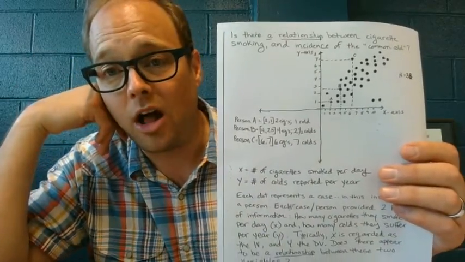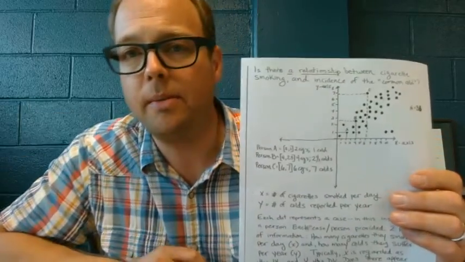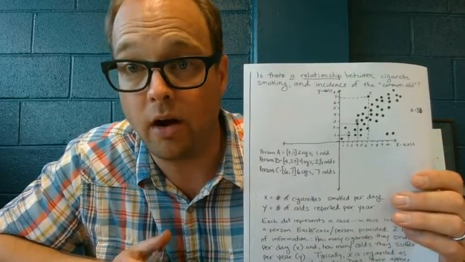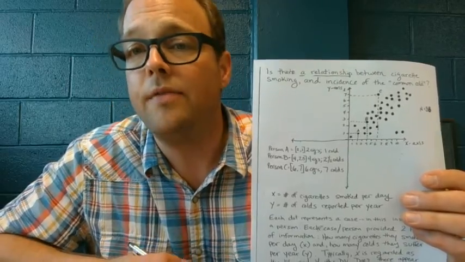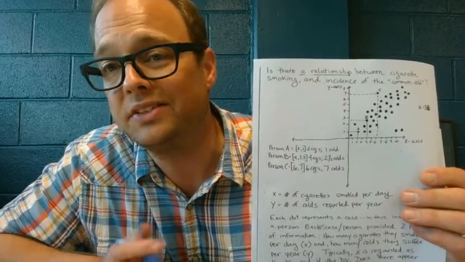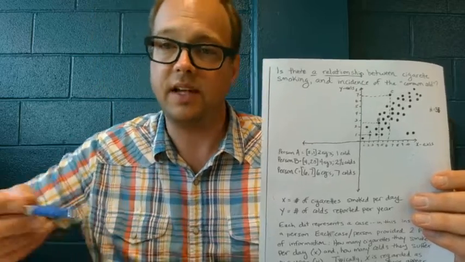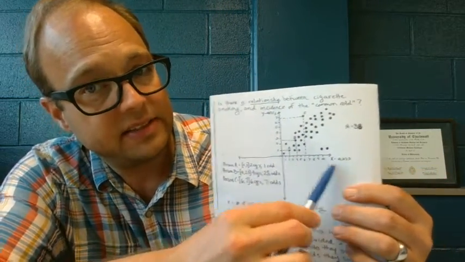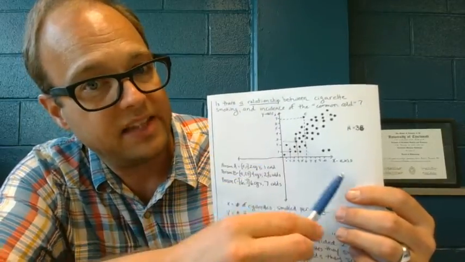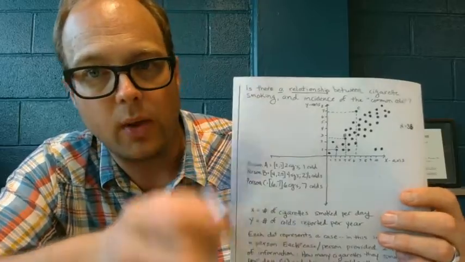And the reason I call it positive is because the variables, and what are variables again? The number of cigarettes you smoke and the number of colds you get in a year. The variables appear to move in the same direction, if that makes sense. If it doesn't make sense, maybe this will help. As x increases, so does y. As x decreases, so does y.